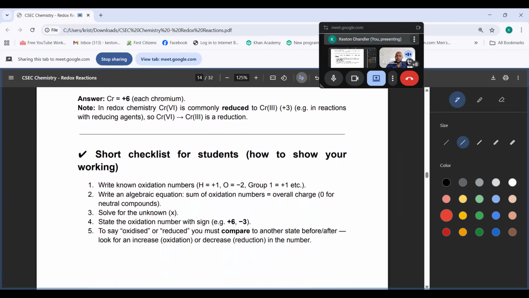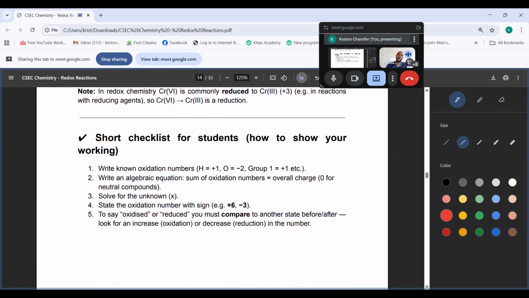Now, when you're doing these types of questions to identify the oxidation number, you want to write down the known oxidation numbers first. You always write the algebraic equation showing the sum of the oxidation numbers, if it's 0, or the overall charge. You're going to solve for the unknown, and then you're going to state the oxidation number with the sign first, right? Now, in some instances, if you're given a reaction and you can look at the change in the oxidation state, you'd be able to say whether it was oxidized or reduced.